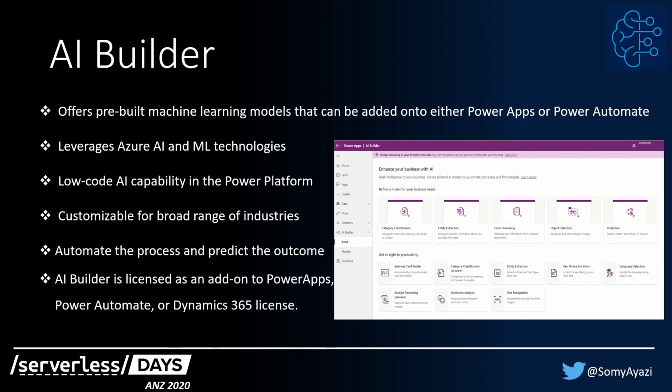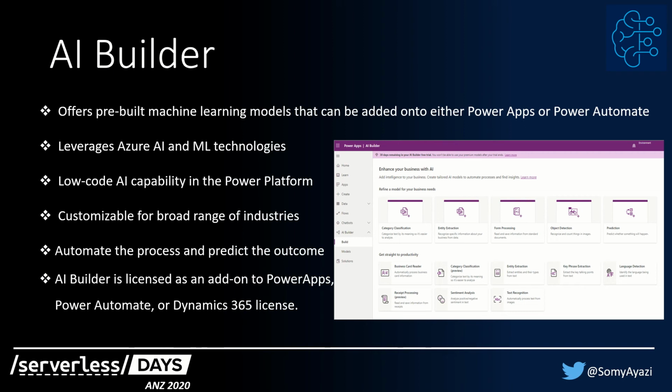AI Builder is a feature that was added to Power Platform a few years ago, and Microsoft keeps adding more features to it. It offers pre-built machine learning models that can be added to either Power Apps or Power Automate. It leverages Azure AI and ML technologies and gives you a low-code capability. So without knowing how it's been built and how the engine behind the scenes works, you can start using those features and getting the benefit and advantage out of the pre-built features inside the Power Platform.